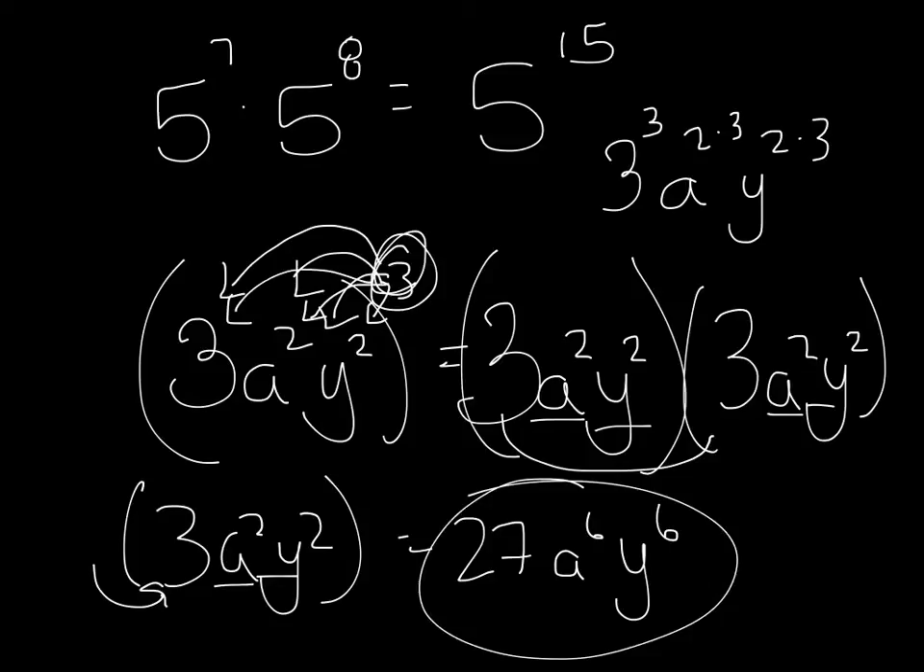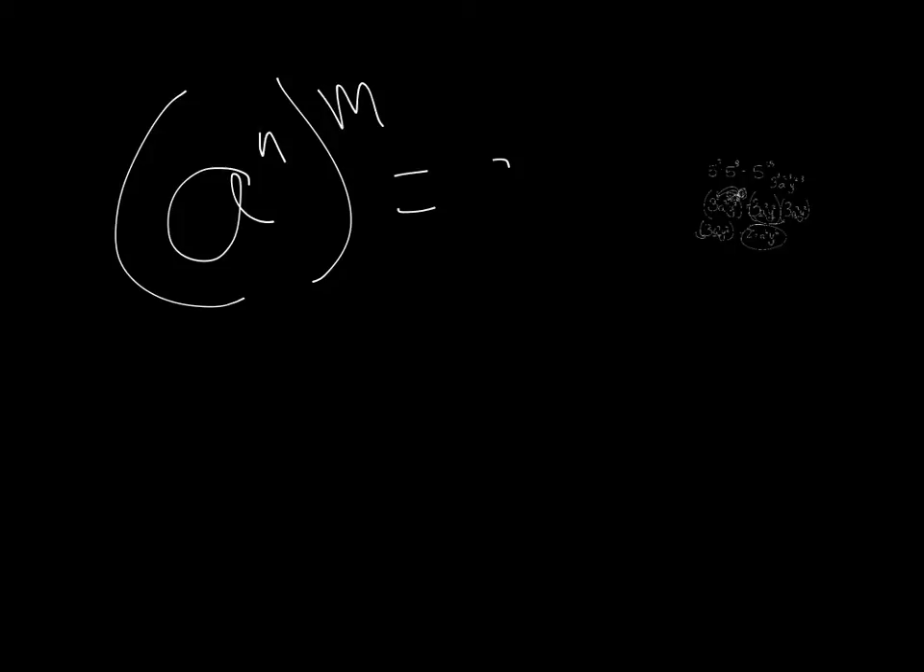So if we were just to multiply this 3 by each exponent inside the parentheses, it would get us the exact same answer. So to summarize this property, if you've got something like a to the n all to the m, that's just a to the n times m. So now let's work on applying this.